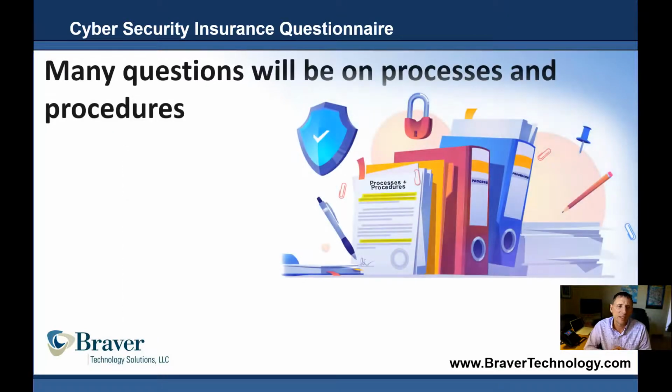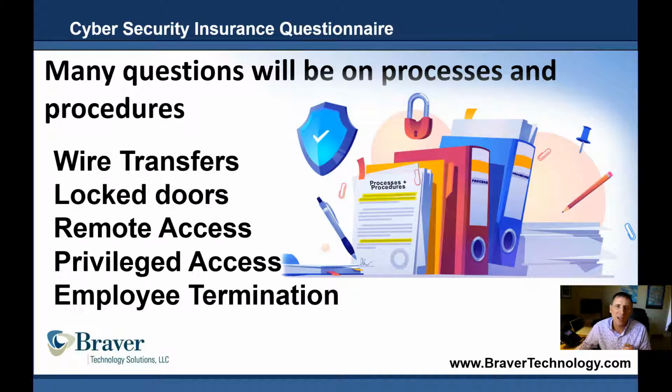All right, next. A lot of the questions are going to be on processes and procedures. They're not going to be IT related specifically. They're going to be things like, how are you handling things in your company? Wire transfers is a big one. Do you have locked doors on your data center? What do you have for remote access? Do you have a remote access policy? Do you have a privileged access policy? Do you have an employee termination policy? So they're going to be looking for those type of documents. Those are the things that you want to start putting in order.